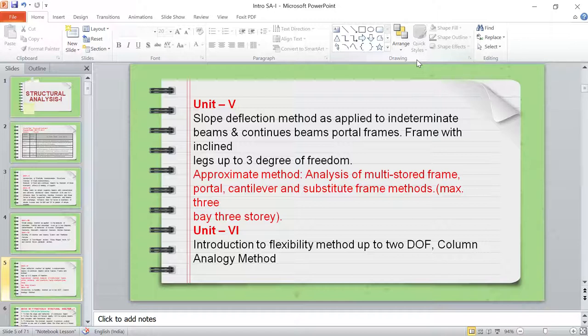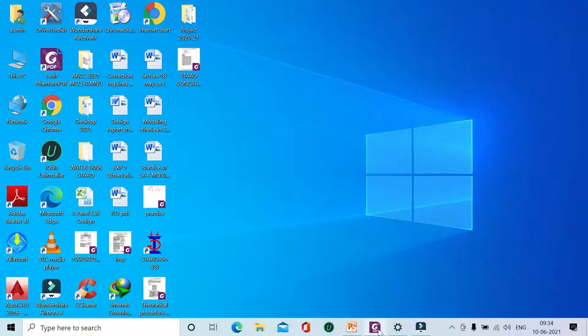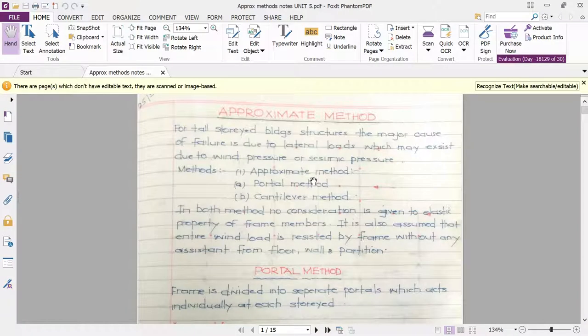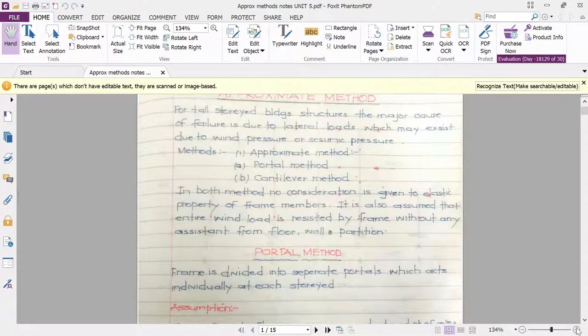So let us see how to analyze a multi-storied frame by using the two basic methods of structural analysis. First is the portal frame method and second is the cantilever and substitute frame method. So here this is the background of the methods.